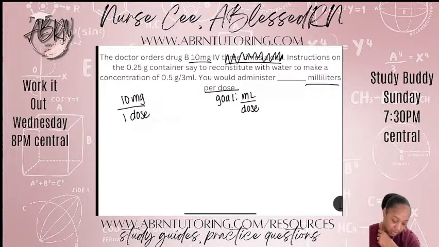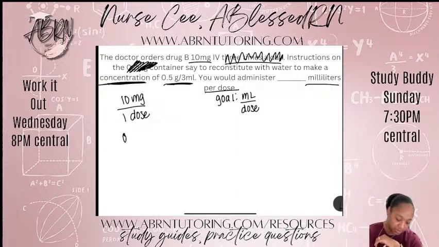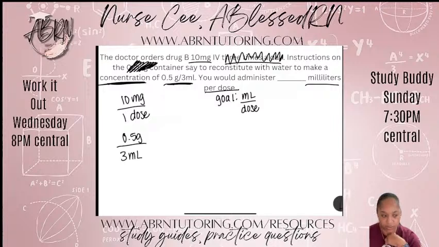All right. The instructions on the 0.25 gram container say to reconstitute with water to make a concentration. So the container size don't matter. This is the C word, concentration: 0.5 grams per 3 ml. And that is all that you need to solve this problem.